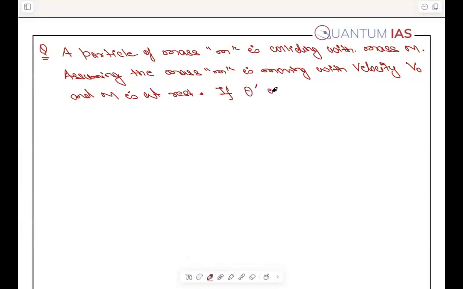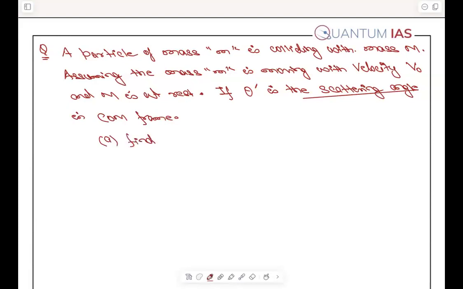If theta dash is the scattering angle in center of mass frame, find the velocity of m in L frame, and the change in kinetic energy. Change in kinetic energy. Find final velocity. Initial is given here. Find final.